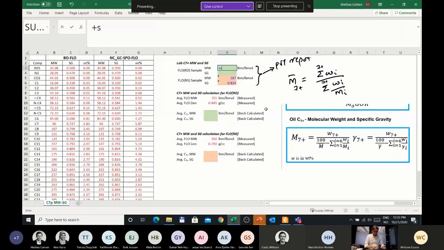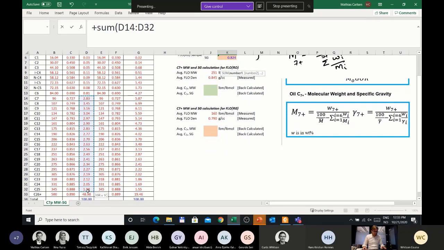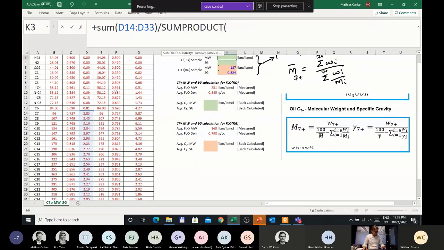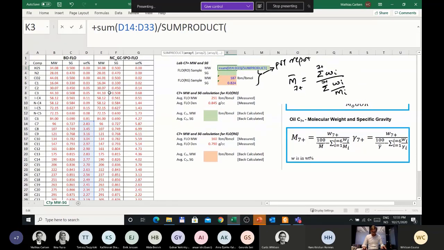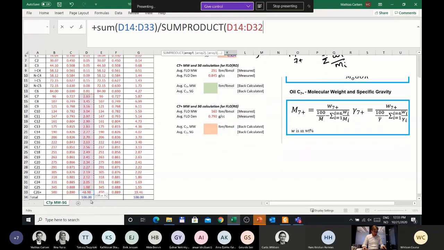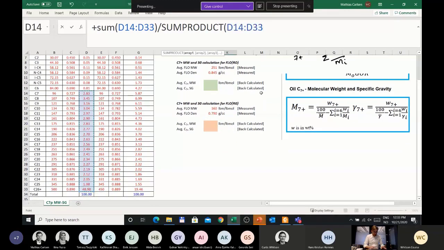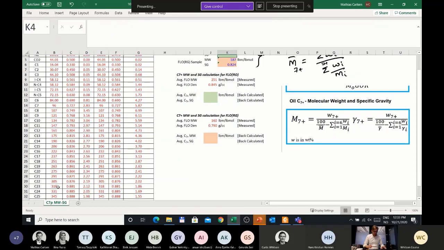And if I remember this correctly, it's the sum of the weight percentage higher than C7. We'll start with that; that shouldn't matter. Divided by the sum product of the weight percentage right here, and then 1 divided by the molecular weights, which is what we calculate first. I think that should be correct.